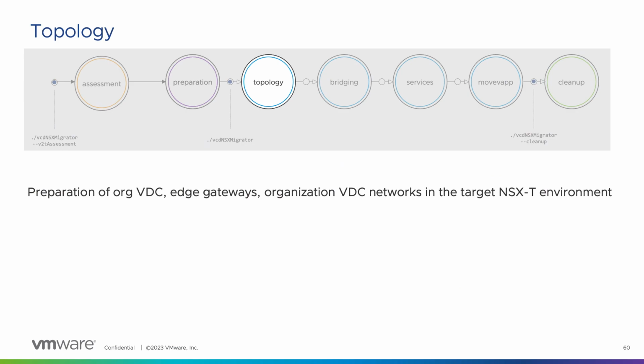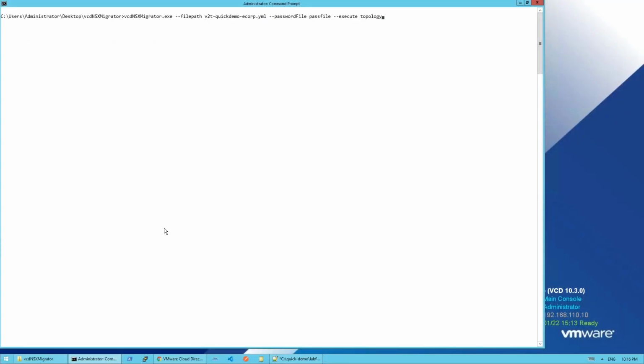Thanks, Joseph. With the precheck complete, we can begin the first phase of migration, which is the topology phase. The topology phase prepares the destination environment that all of our org VDCs will be migrated to. This involves creating orgs, org VDCs, edge gateways, networks, and all other necessary components in the destination environment. To kick off the topology phase, run the migration tool and pass the --execute topology parameter.